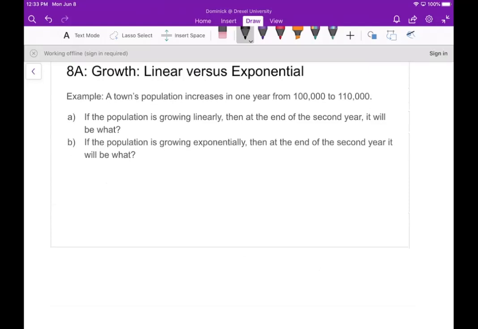Now, one last example, we're going to say that a town's population increases in 1 year from 100,000 to 110,000. Now, if the population is growing linearly, then at the end of the second year, what will it be? If the population is growing exponentially, then at the end of the second year, what will it be? Okay, so first we have to do this for linear growth. Now, in linear growth, how much are you growing by each year? Well, it's the same absolute amount.